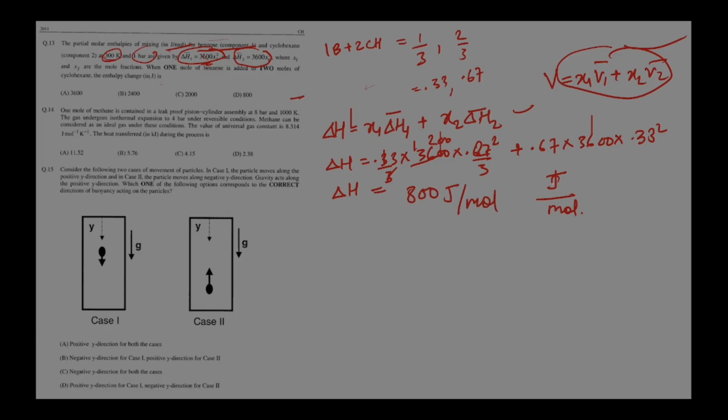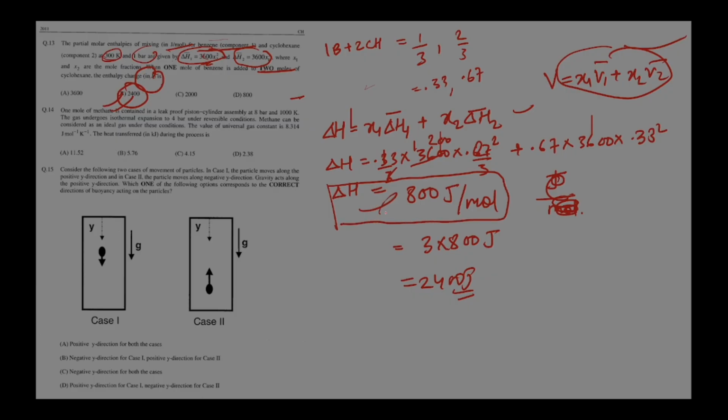Okay. Now the answer is in joule only. So 1 mole of benzene added to 2 moles of cyclohexane, total moles 3, so 800 into 3 is 2400 joule. This is the answer. Okay, people will leave the answer here. So always remember the unit.